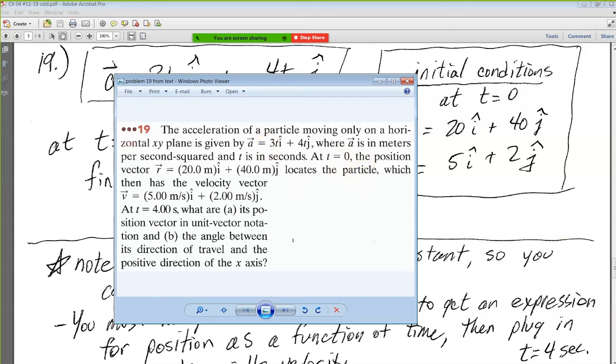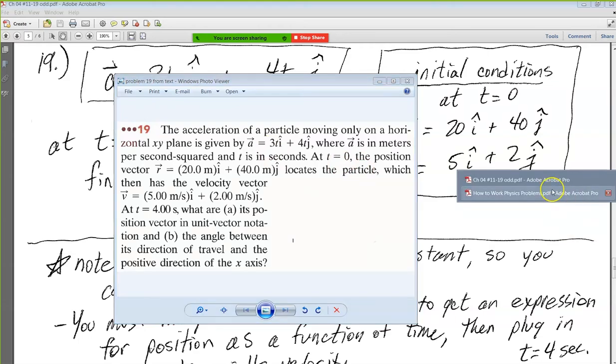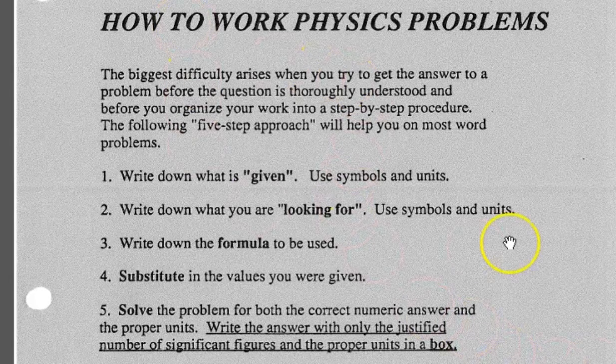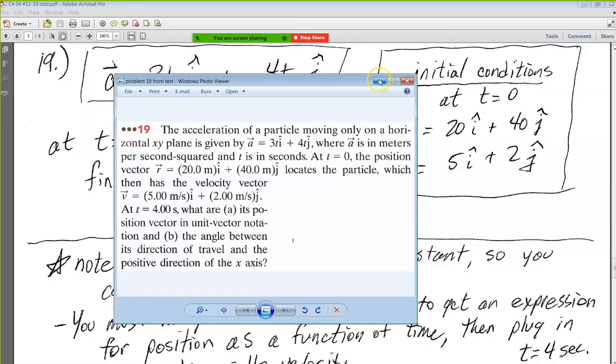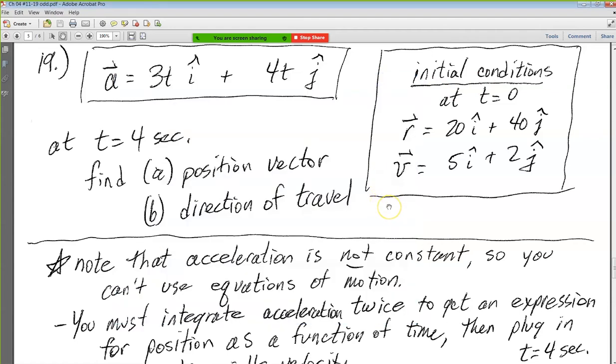So first of all, if you recall, I gave you this sheet early in the semester, how to work physics problems. Write down what is given, write down what you're looking for, figure out the formulas you need to use, the equations you need to use, plug in your numbers and solve it. Okay, so let's take a look at my hand solution here for problem 19. So that's what I've done at the top of the page.